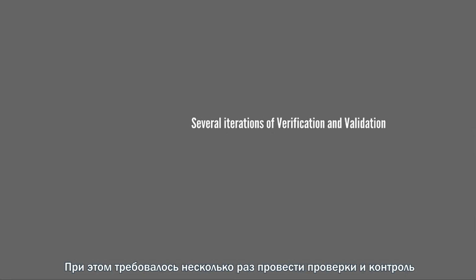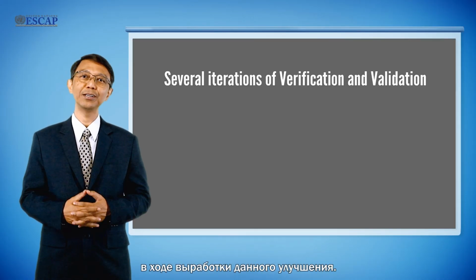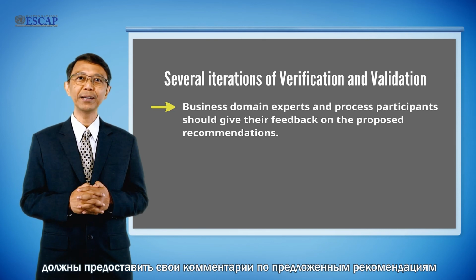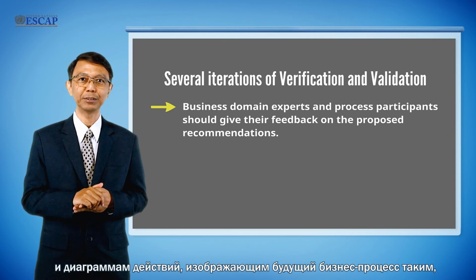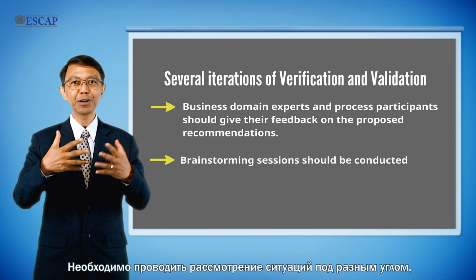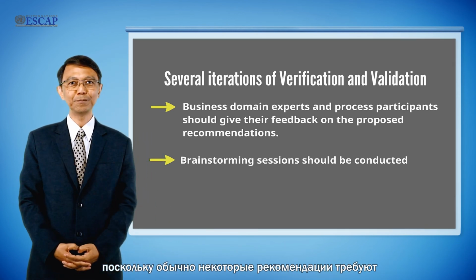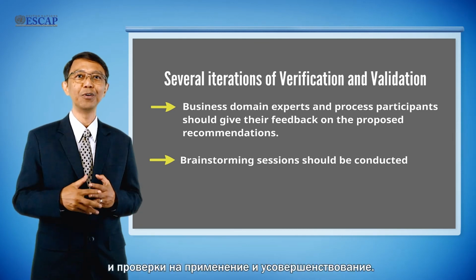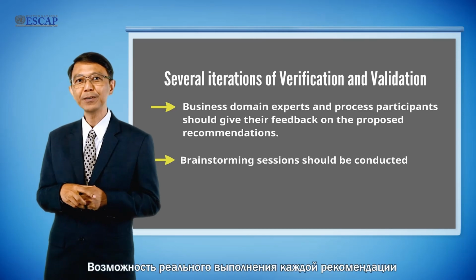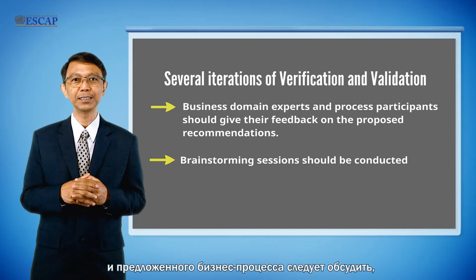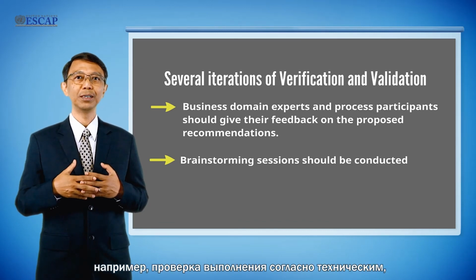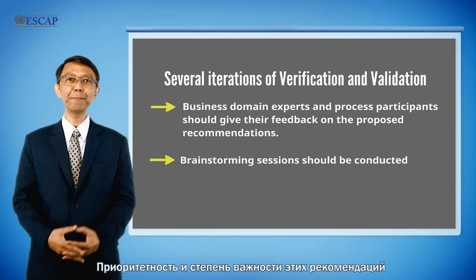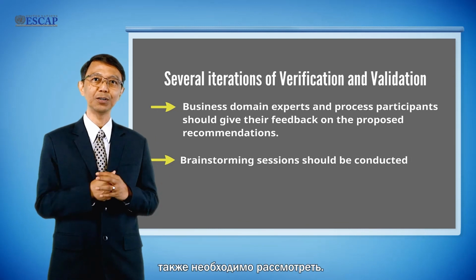Several iterations of verification and validation are really needed during this generation of recommendations for improvement. Business domain experts and process participants should help review and provide their feedback on the proposed recommendations and activity diagrams representing the future to-be business processes. Brainstorming sessions should be conducted since several of these recommendations usually need imagination, innovation, verification, and validation for feasibility checking and refinement. Feasibility of each recommendation and the proposed to-be processes should be considered, for example, checking for technical, organizational, political, and financial feasibility. The priority and impacts of these recommendations should be investigated also.